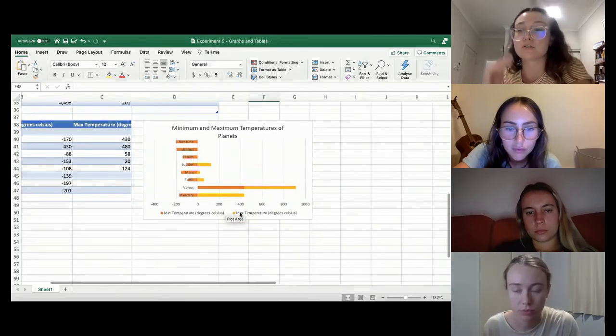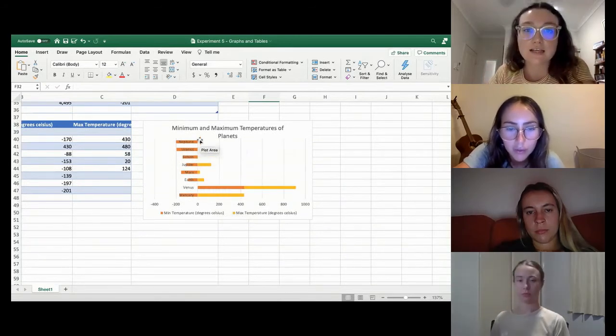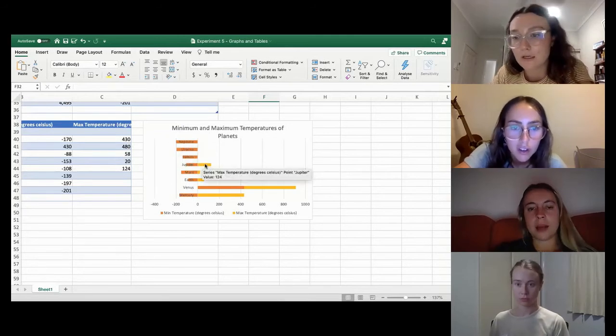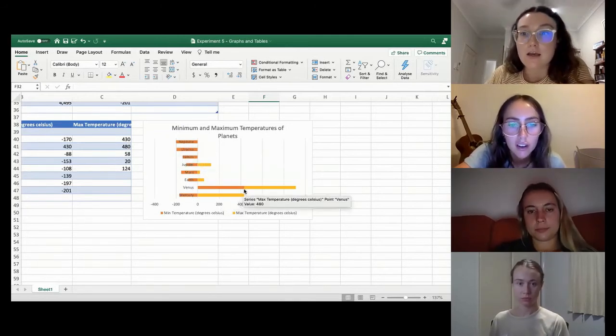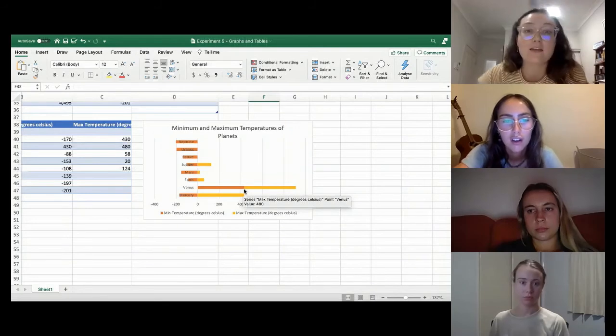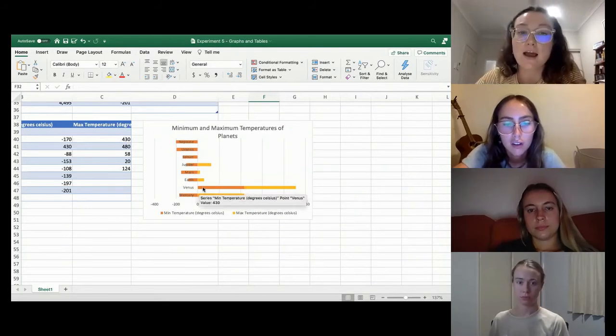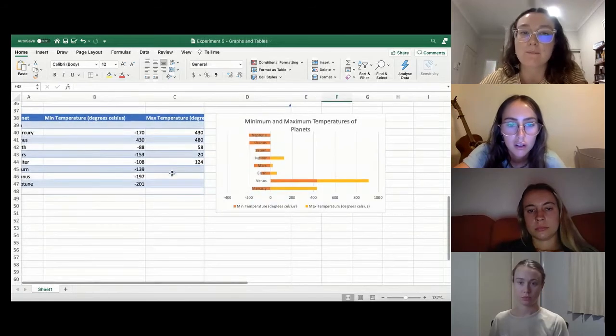So like a horizontal bar graph, so that you can see the negative values more clearly. Like a bit of a timeline sort of. Yeah, exactly. And so it's interesting here how Venus, because they didn't have any maximum values.